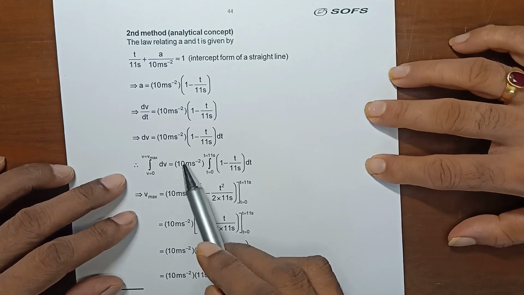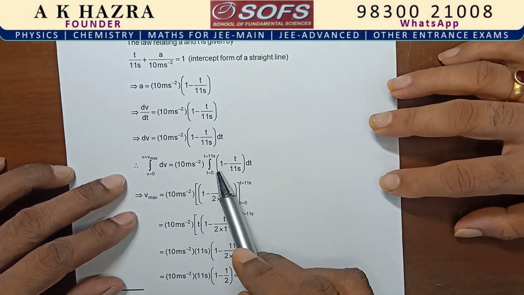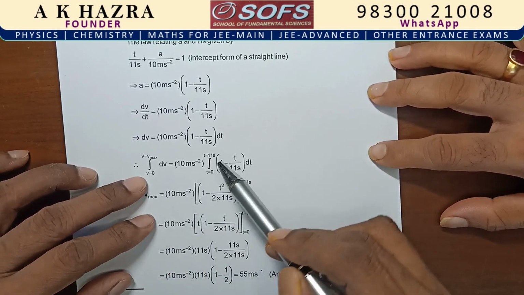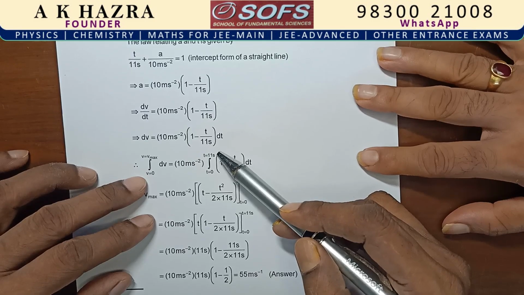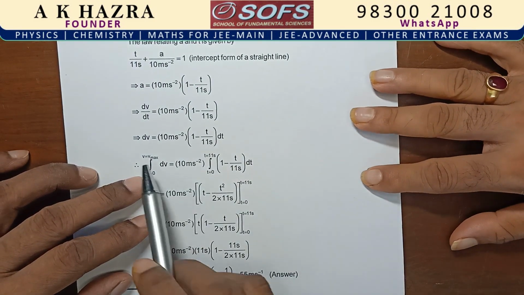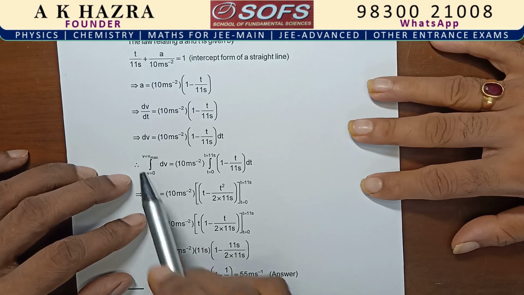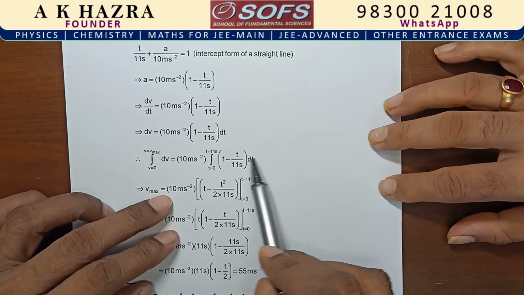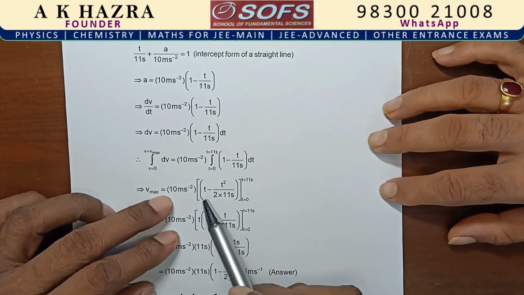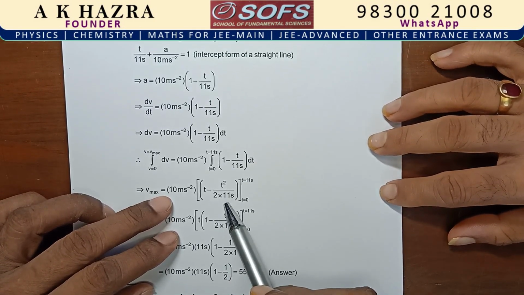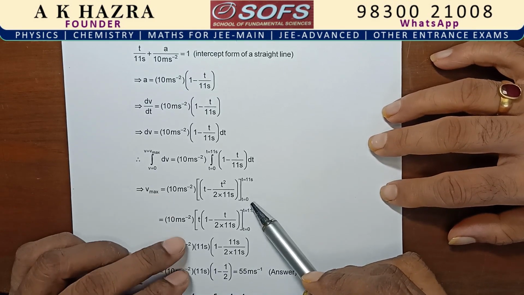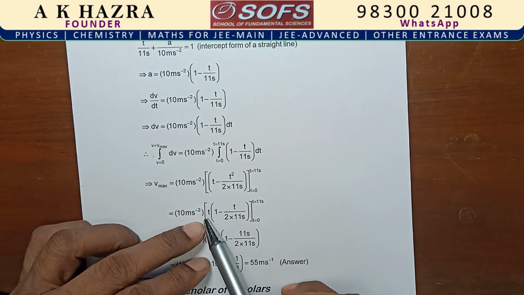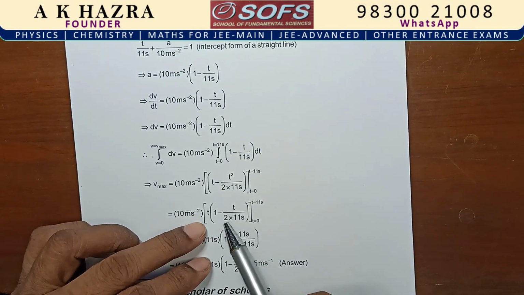So integration of dv is equal to 10 meter per second square, constant taken out, into 1 minus t by 11 seconds dt. When t is 0, velocity is 0, given in the problem. Already explained, when t is equal to 11 seconds, acceleration dies down to 0 and velocity must be maximum. So v is equal to v max. So v max minus 0 is v max equals 10 times the integration of t minus t square by 2 into 11 seconds, with upper limit 11 seconds and lower limit 0. So put 11 seconds; first, t taken common, t is taken out, so 1 minus t by this.